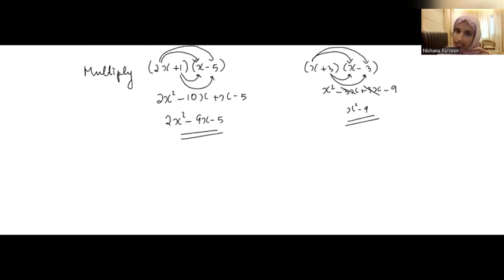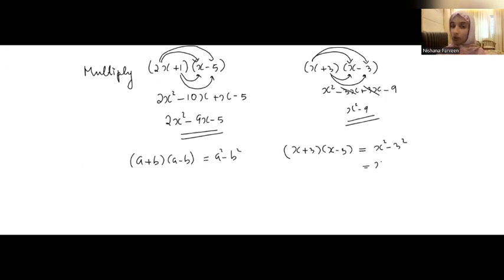So here you can see that it's x plus 3 times x minus 3, right? Whenever we go with this FOIL method, it takes a little time. So whenever you have the same addition and subtraction, that is a plus b times a minus b, you can go with an easy method: a squared minus b squared. So x plus 3 times x minus 3 will give you x squared minus 3 squared, that is x squared minus 9. So we got the answer very quickly, right?